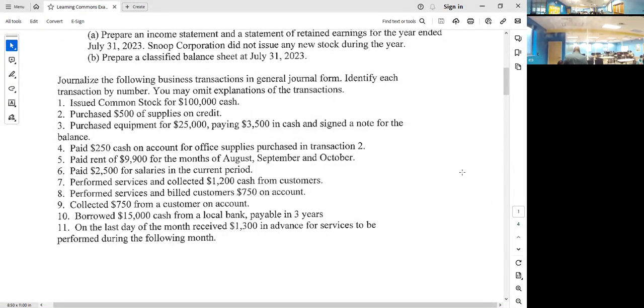And they're giving you money, so that would be a credit. And remember, when you're doing your journal entries, the debits are first and the credits are second.